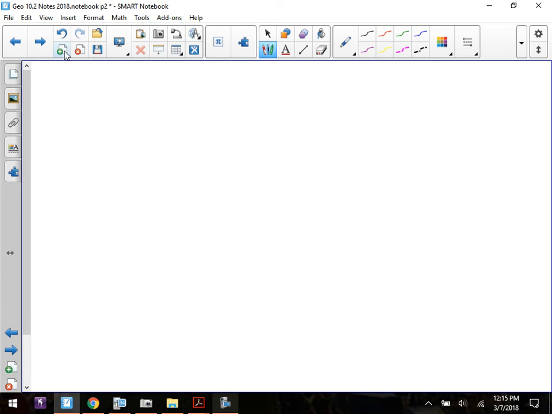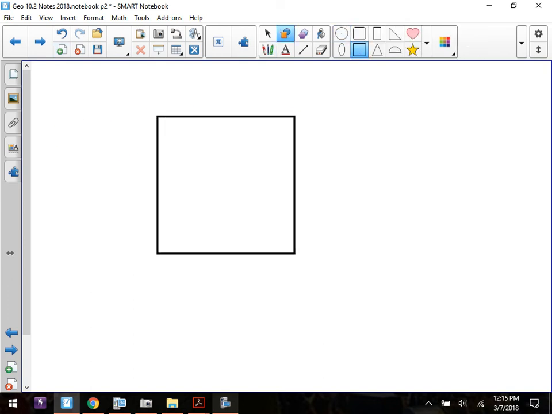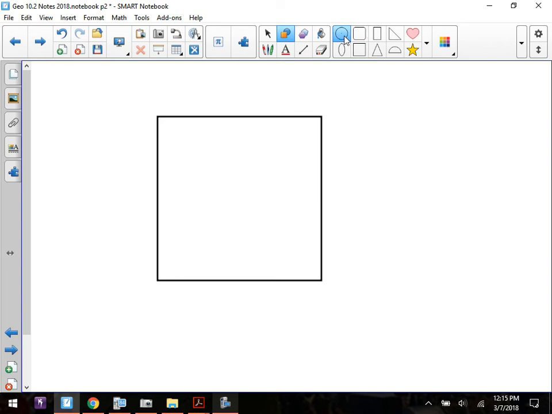Let's see if we can make this negative 7. Can you have an area that's negative? How do you have a negative area? I don't know. We just have it in right. You have negative area.